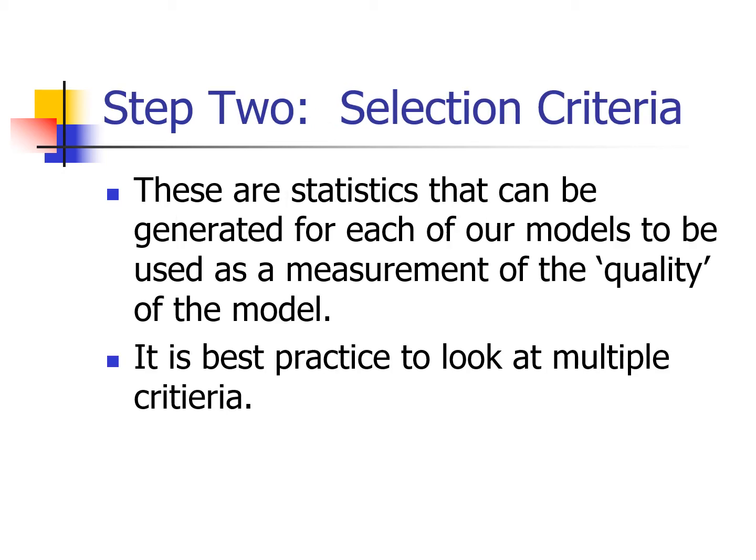Oh, look at that, step 1, check. So step 2 is to determine a selection criteria. Selection criteria are statistics that could be generated for each of our models to be used as a measurement of the quality of the model, right?